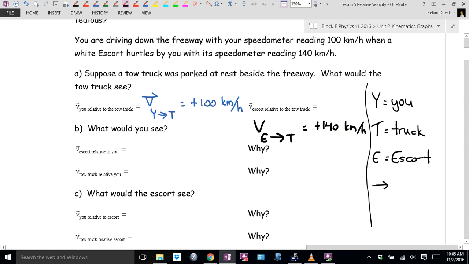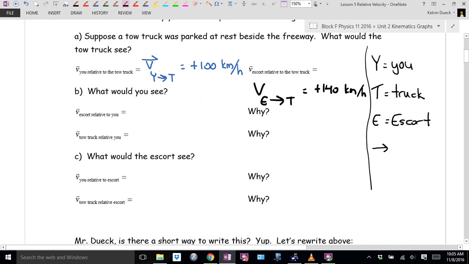That's not that profound because only the cars are moving, the tow truck is not. Now let's look at what if both vehicles are moving. What would you see? What is the velocity of the Escort relative to you? Now we would write that: velocity of the Escort relative to you.